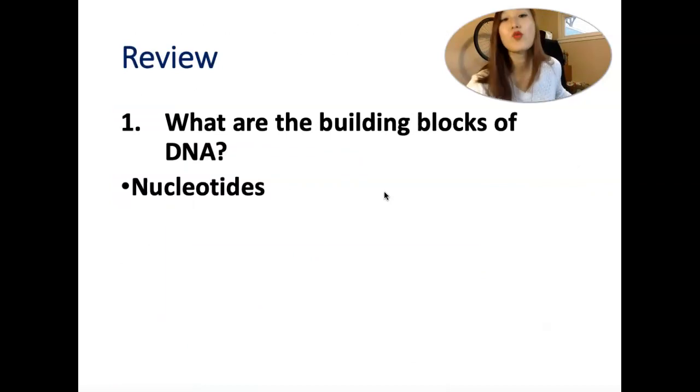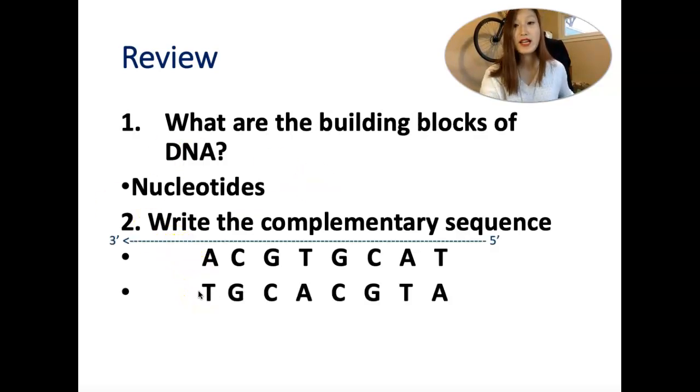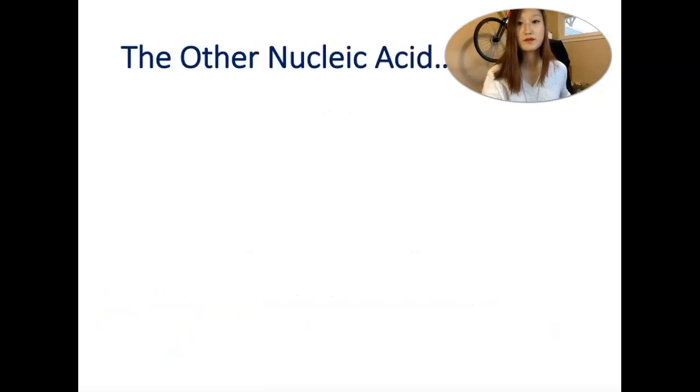What are the building blocks of DNA? It's a nucleotide, right? Write the complementary sequence. The first one, A, pairs with T, C pairs with G, and you keep going. And if it tells you the direction is 5-to-3 to the left, on the bottom, the 5 will then be over here, and 3 will be over here. And the arrow should be pointing to the right.